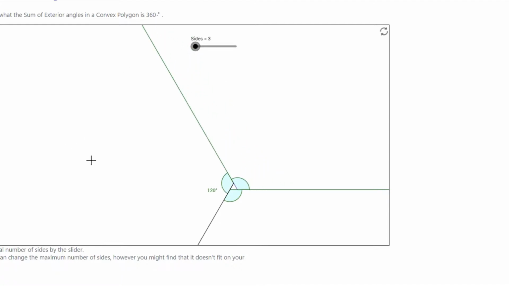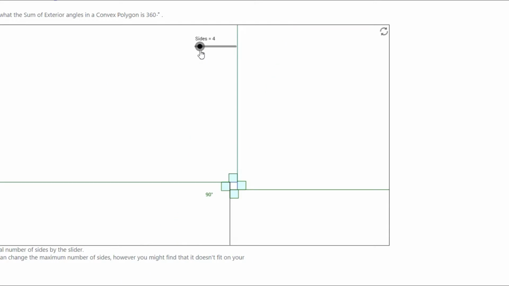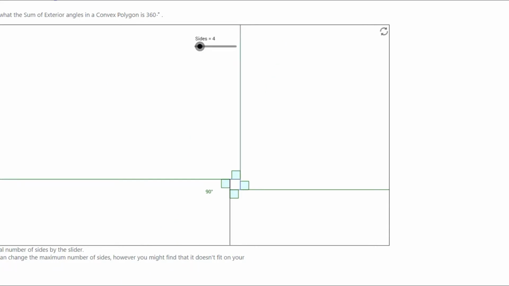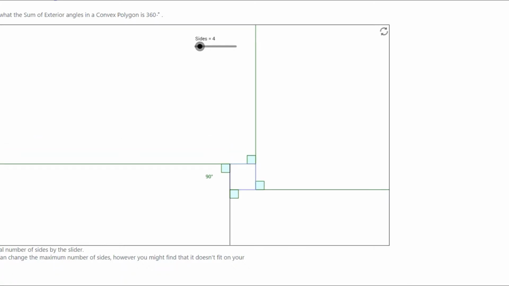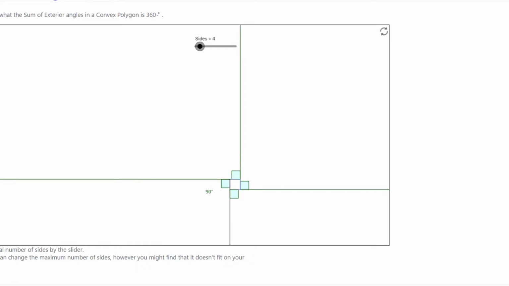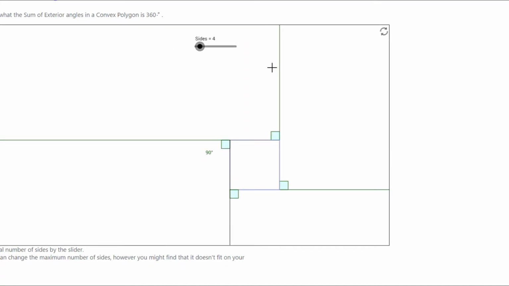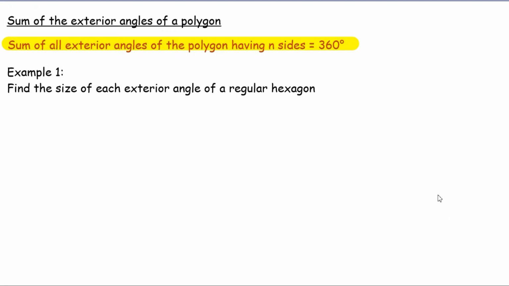So how about if I have a quadrilateral? And again, you can see that, of course, this is 90 degrees. If you just multiply that by 4, that will give you 360 degrees. Alternatively, if we scale out, you can see that angles at a point, again, will be 360 degrees. So we can generalize and say, in general, the sum of all exterior angles of a polygon having n sides is equal to 360 degrees.